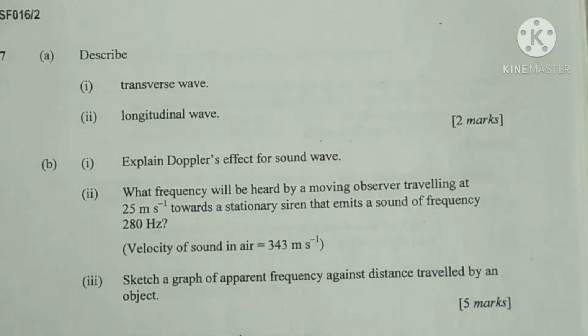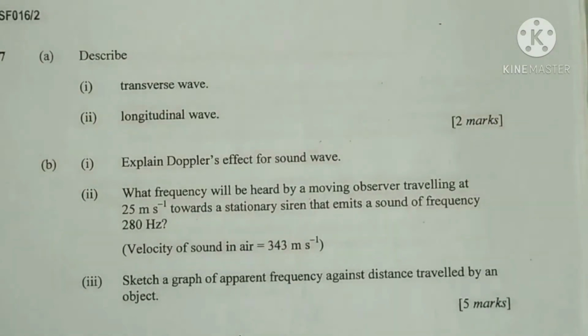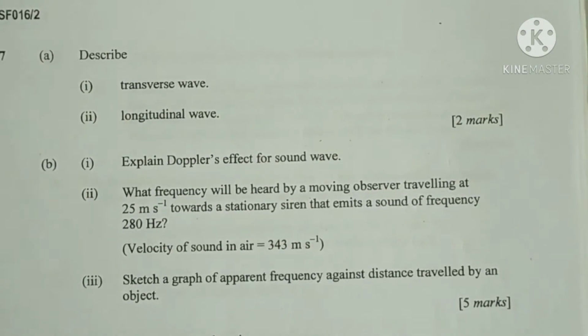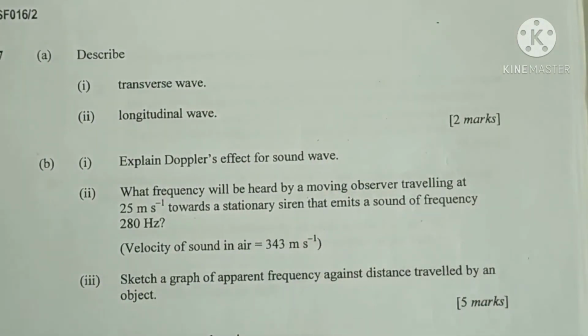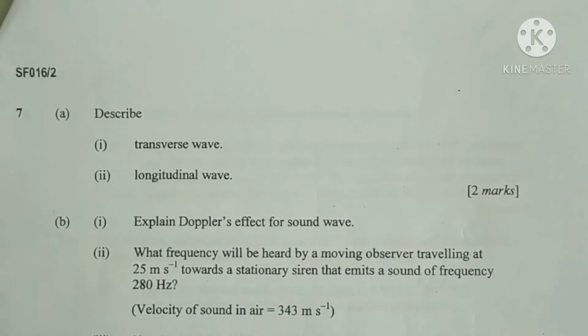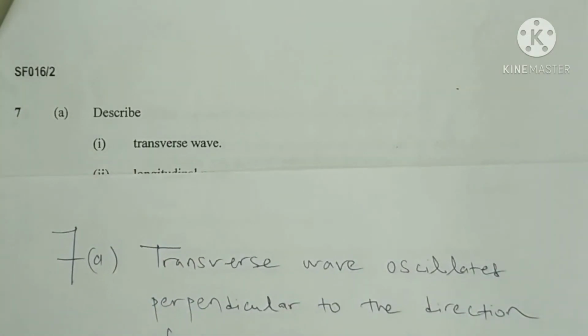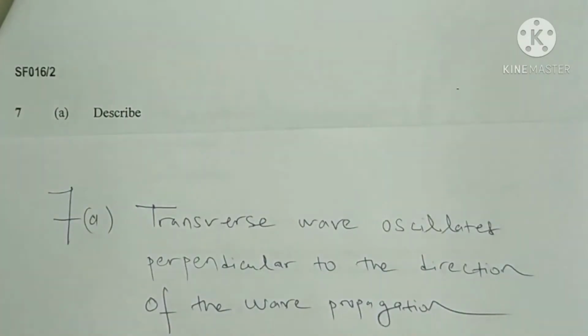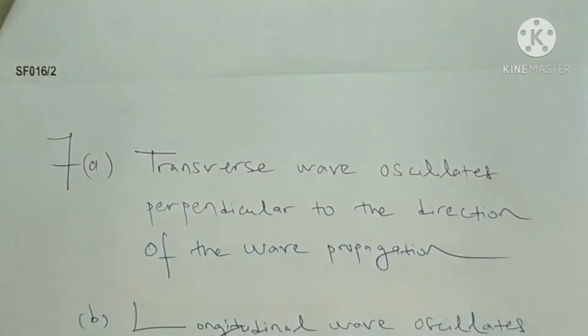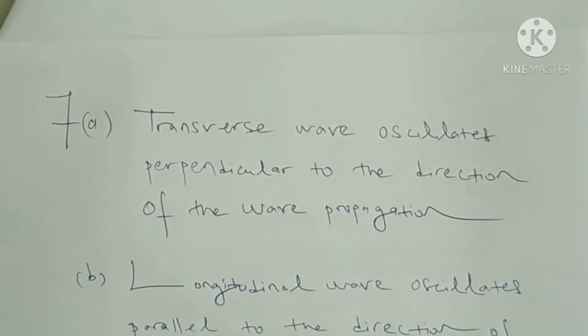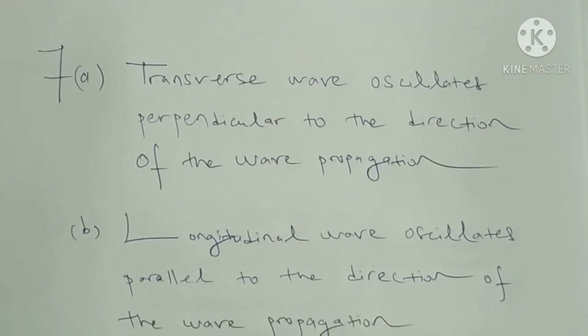To strengthen our confidence, let us attempt the PSPM questions, year 2011-12, question number 7A and B, which is related to sound waves. For section A, describe transverse wave and longitudinal wave, for 2 marks. A transverse wave oscillates perpendicular to the direction of wave propagation, whereas a longitudinal wave oscillates parallel to the direction of wave propagation.